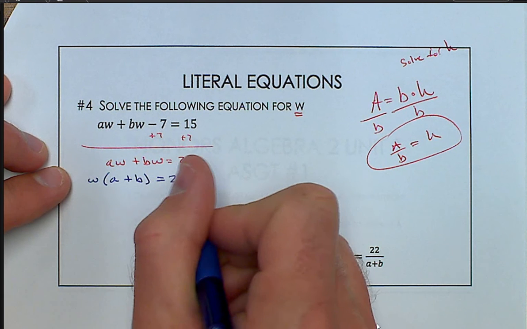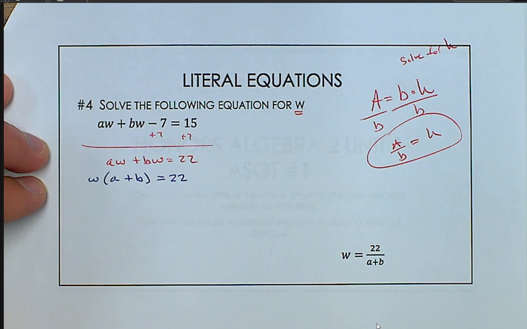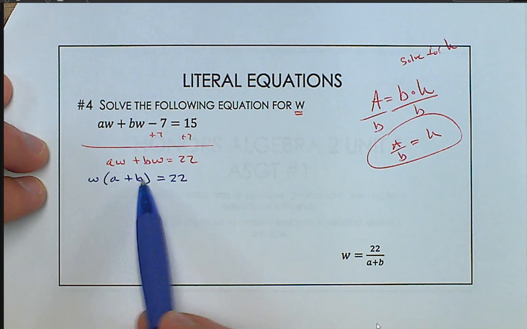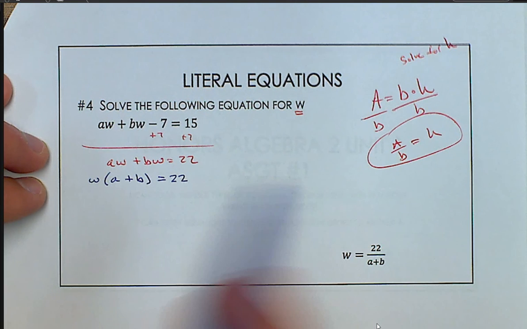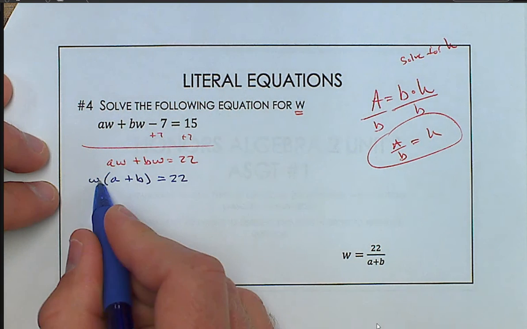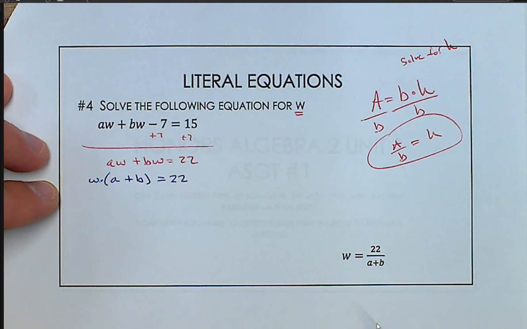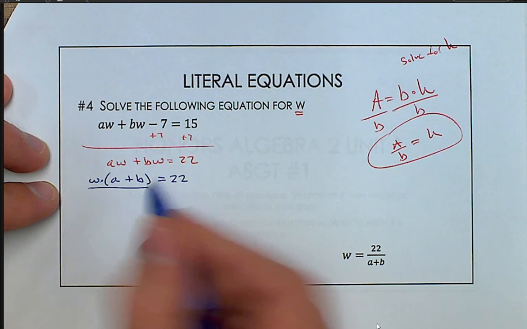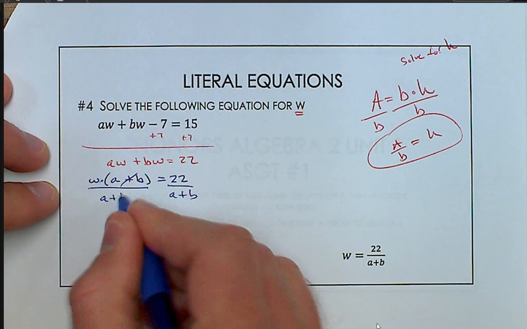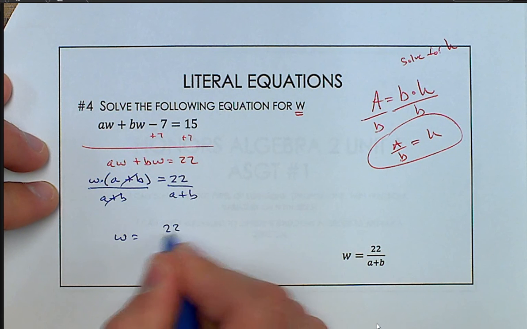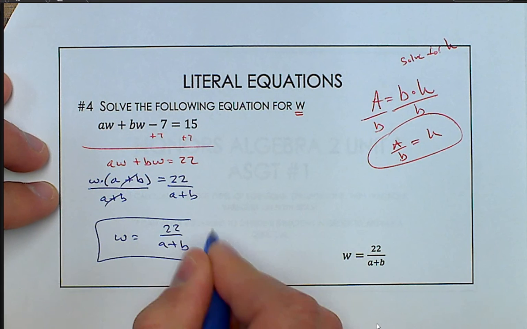And it would look something like this. If you went backwards and distributed W back through, you should get what's in red. W times A would be AW. W times B would be BW. So I just factored out this W. Now remember, there's really multiplication in between the W and the A plus B, so what I can do to get W by itself now is just divide. And so I should get W equals 22 over A plus B. And that should be my answer, and you can see that off to the right.